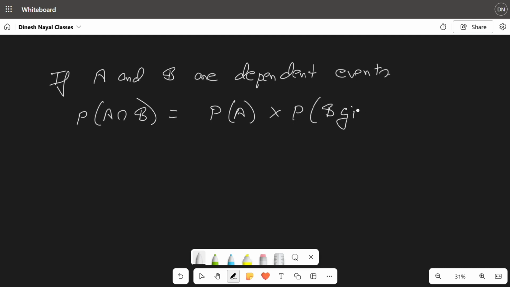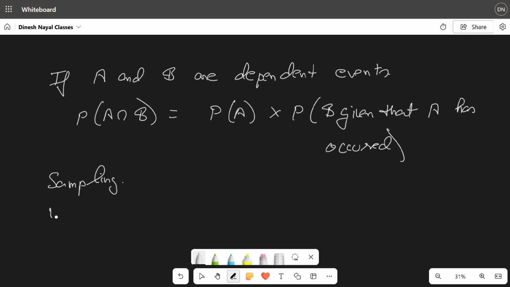given that A has occurred. So that is how you calculate it for dependent events. And also, in general, this applies when the experiment involves sampling without replacement, as you have seen. Without replacement means when the first ball was taken out, it was not put back. So these will be the dependent events.